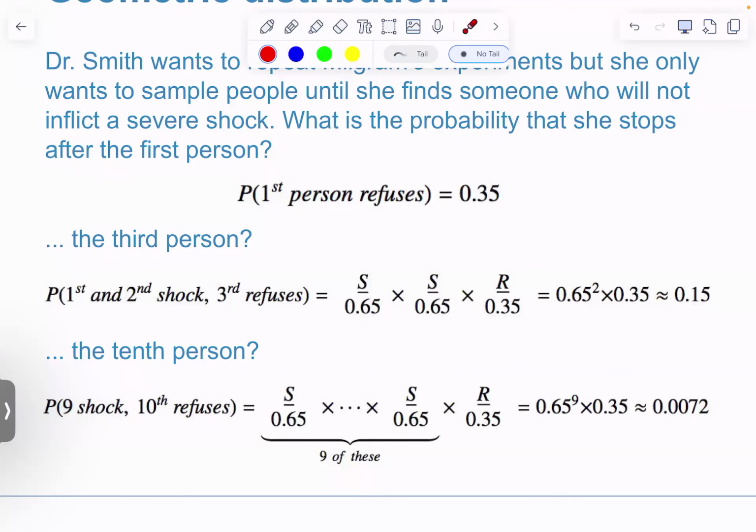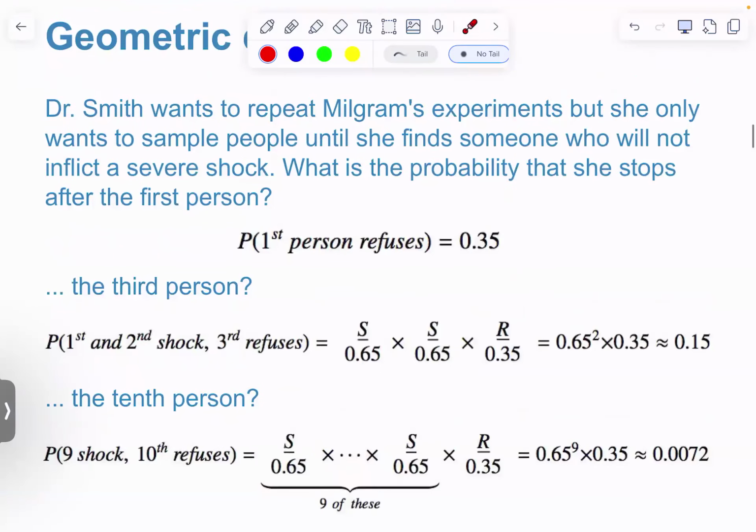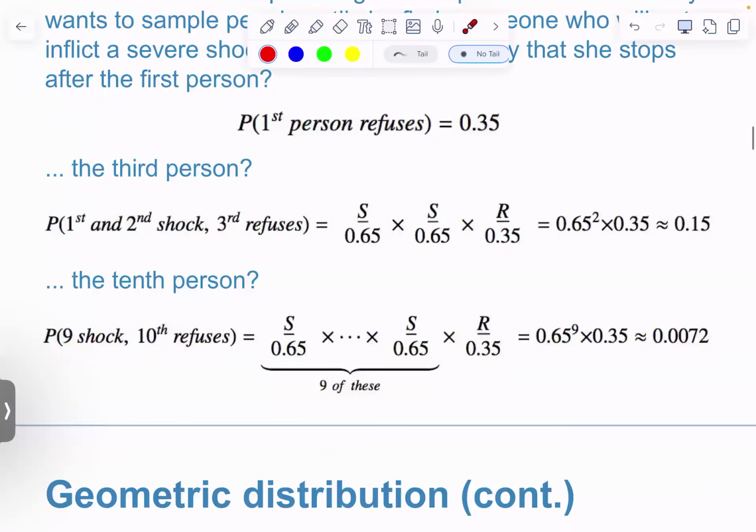How about the 10th person? She only wants to sample people until she finds someone who will refuse. So the 10th person is the first one who says, oh, no thanks. That means there are 9 people who did do the shock first, followed by a refusal. That's going to look like 0.65 to the power of 9, or 0.65 times 0.65 times 0.65, and so on, times that one refusal she was aiming for, giving us a probability of roughly 0.0072.